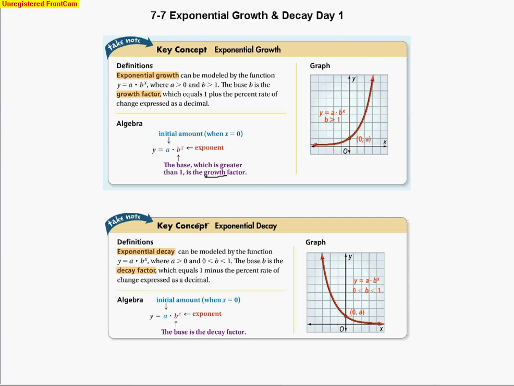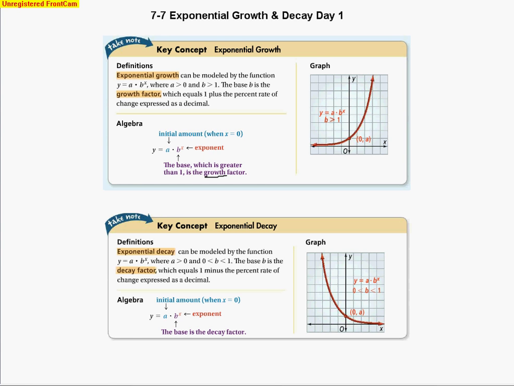When it's decay, though, the growth factor is actually a decay factor because it's decreasing. You can see that in the graph. Whenever b is between 0 and 1, so when it's a fraction, the decay factor is decreasing. The y values are decreasing as my x values are getting bigger, as you can see as I run along that graph. And we're going to see those situations in these problems.